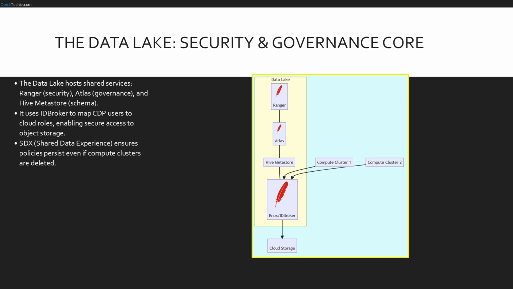Because these services live in the data lake, you can spin up and destroy compute clusters at will without losing your security policies or metadata. Inside the data lake box, we see the persistent services: Ranger, Atlas, Metastore, and Knox/ID Broker. Outside the box are transient compute clusters. They connect to the data lake to authorize users and get metadata. ID Broker then mediates their access to the underlying cloud storage, ensuring consistent governance across all workloads.